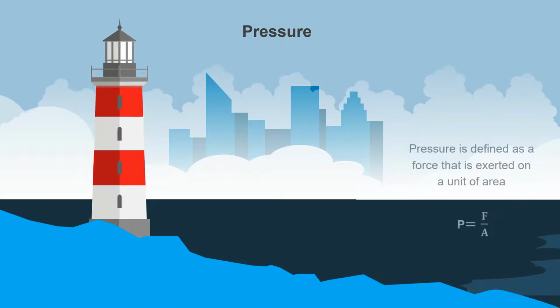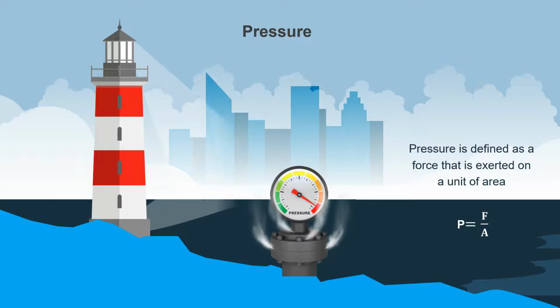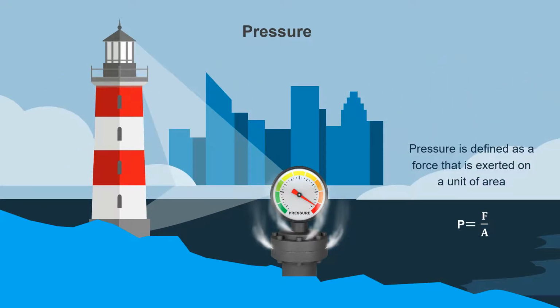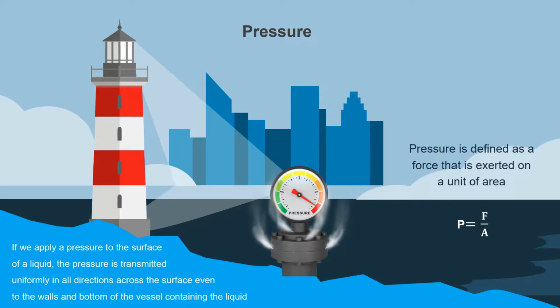So what exactly is pressure? Pressure is defined as the force that is exerted on a unit of area. P is equal to F over A, force over area. If we apply a pressure to a surface of a liquid, the pressure is transmitted uniformly in all directions across the surface, even the walls and the bottom of the vessels containing the liquid. And this is important to understand that gases and air are compressible. However, liquid is not. Liquid therefore transmits forces in all directions.